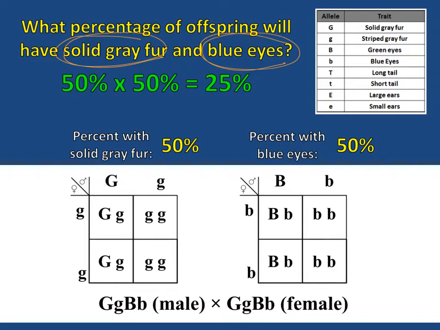So in order for an offspring to be solid gray fur, it has to have a big G right here. Now, if any of the boxes has a big G, it is solid gray fur. So let's look at that. So there are only 2 boxes with a big G. So therefore, the percentage of this Punnett square having solid gray fur is 50%.